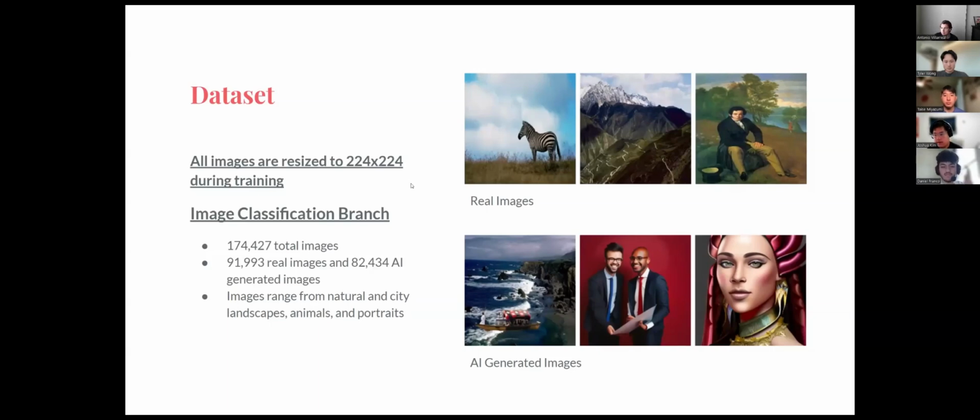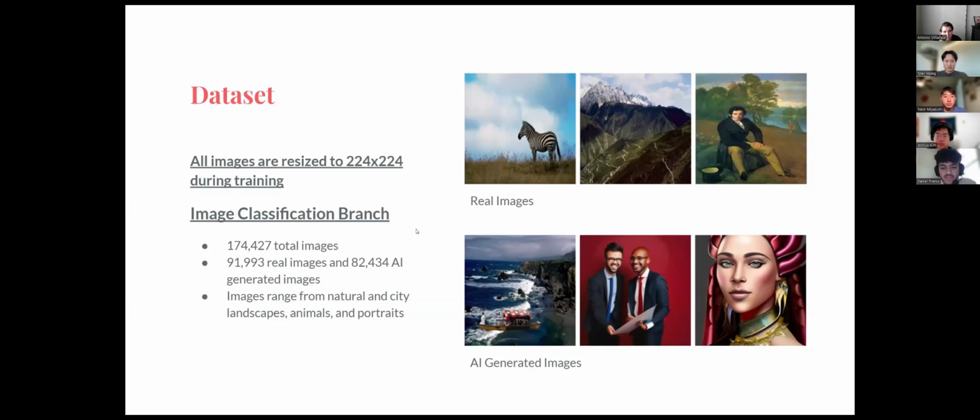All right, so each branch of our project has its own data set. The images used vary in size, but they're all resized to a resolution of 224 by 224 when training. The image classification branch has a data set of over 174,000 images, and it's split with roughly 92,000 real images, which consist of authentic photographs of landscapes, cities, animals, or portraits, as shown on the right. And the remaining 82,000 images, also very varied in content, are all AI artistic renderings.